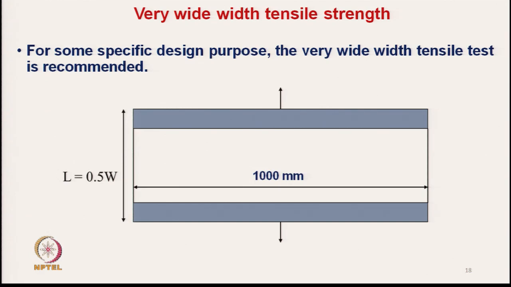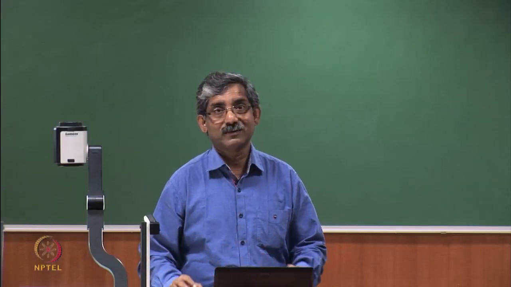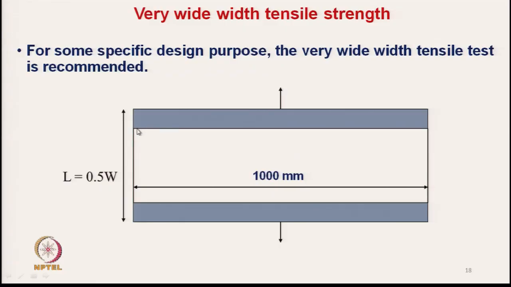In some application we may need very wide width tensile strength, where the width of the specimen is as high as 1 meter. So, we have to design the jaw accordingly, and the length is half of that. So, 1 meter by half meter is the actual test specimen size.